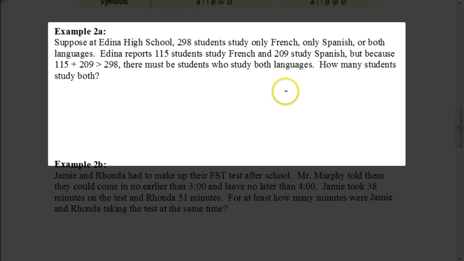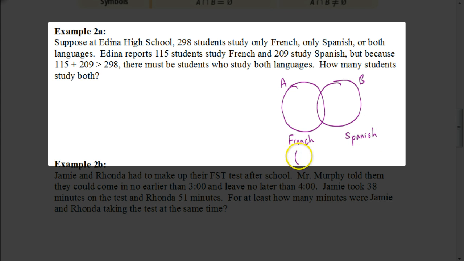So this would be a situation where there would be overlap, similar to that first diagram where we would have set A and set B. Set A, this will be our students taking French. Set B, we'll have this as our students taking Spanish. We know that there are 115 students taking French. We know that there's 209 students taking Spanish.